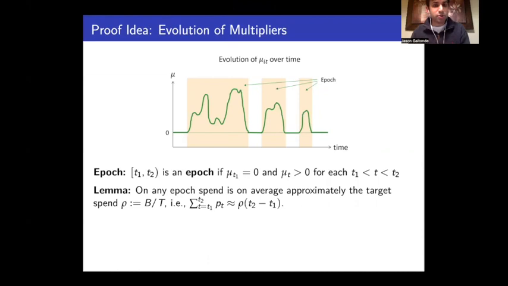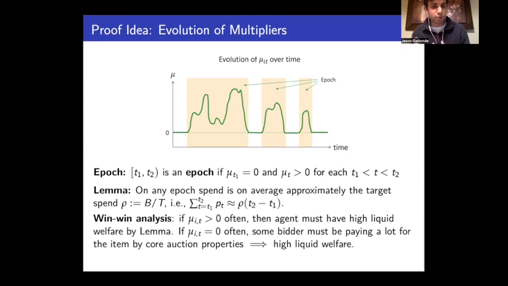And what one can show using the form of this gradient-based pacing is that on any epoch, your spend on average is approximately this target spend rate rho, which is budget over time, times the length of this epoch. And this comes from the definition of the gradient-based pacing. With a lot of work, we can get this win-win analysis. It reasons as follows. If your pacing multiplier is strictly greater than 0 often, so this plot would be shaded a lot in terms of epochs, then the agent must be spending a lot by the lemma, and in that case, we can lower bound the liquid welfare obtained by the agent.